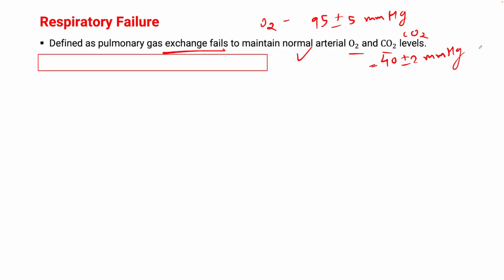Now let us start with respiratory failure. That was the definition. Type 1 is hypoxemic respiratory failure, or low oxygen at the level of arterial blood. There are 4 types, but the main ones discussed and asked in the exam are type 1 respiratory failure and type 2 respiratory failure. So first let us discuss type 1.